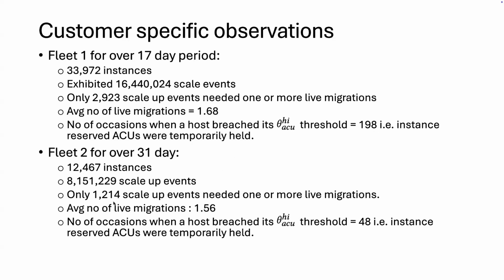And in a similar case, they have given this. So on a high level, we can see, first of all, the number of scale up events for which live migration is needed is very low. That's one thing. And for live migrations also, whenever they are holding up the resources, that count is also very low actually. I think, yeah, that's all I have.